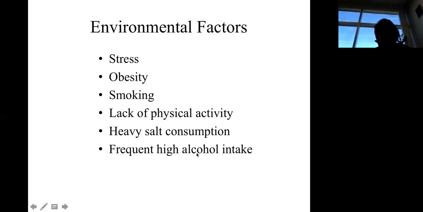Frequent high alcohol intake. Too much alcohol is also associated with the fatty liver. Fatty liver is increased fatty acid release and the chemicals that are released, and endothelial dysfunction and hypertension.